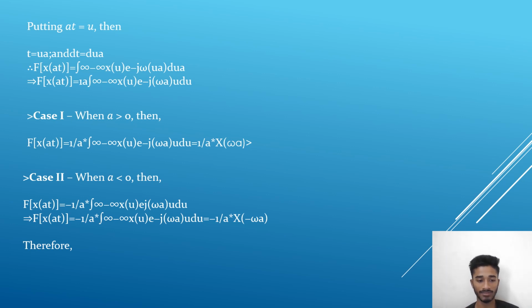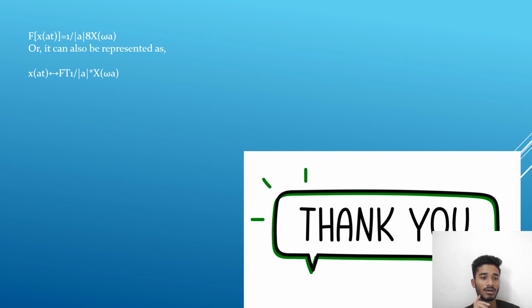Moving on to our last and final slide. What we conclude here is that the Fourier transform of x of at is equal to 1 by mod a into X of omega by a, or it can also be represented as x of at corresponds to the Fourier transform 1 by mod a into X of omega by a.